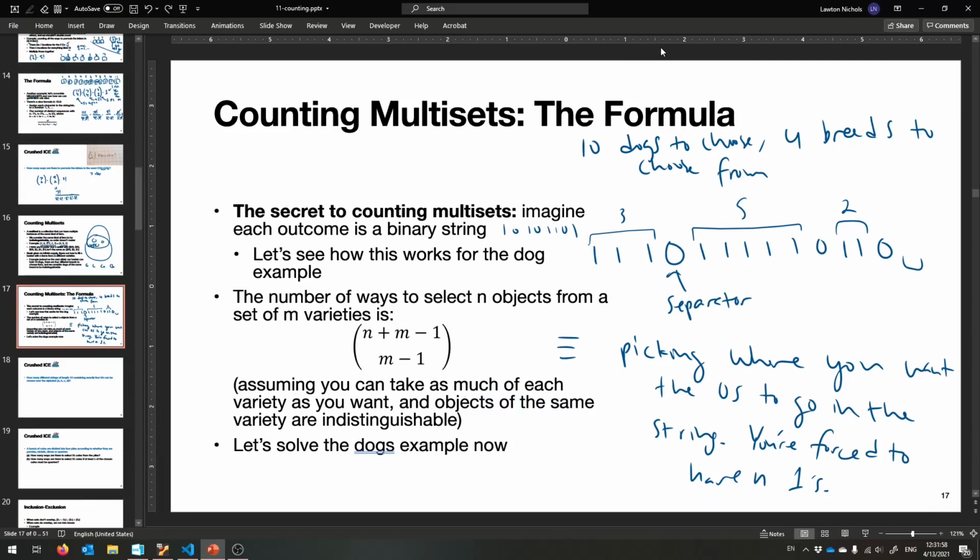So for the dog example, that means the answer is, we've got 10 dogs to put in our basket, so 10 plus 4 minus 1 choose 4 minus 1. That is the answer. Because it's these strings. We've got to put a bunch of ones. We've got to pick 10 dogs from somewhere. So I've got 10 ones. And then our choice in the matter is where we put these zeros to separate: okay, I'm done picking the labs, I'm ready to pick corgis now. Isn't that fun? So that is how you count multisets.